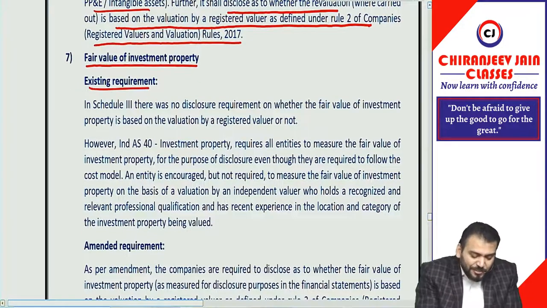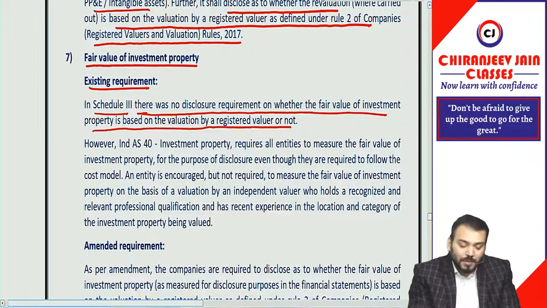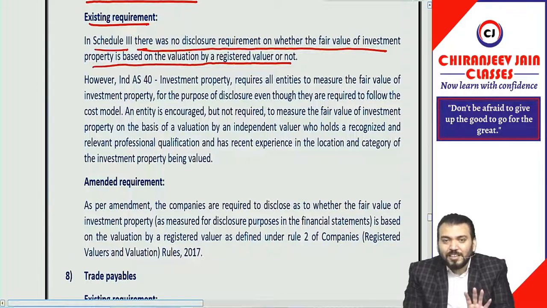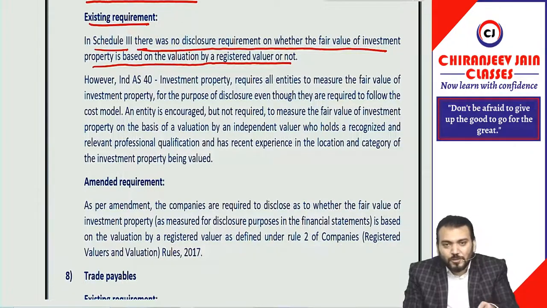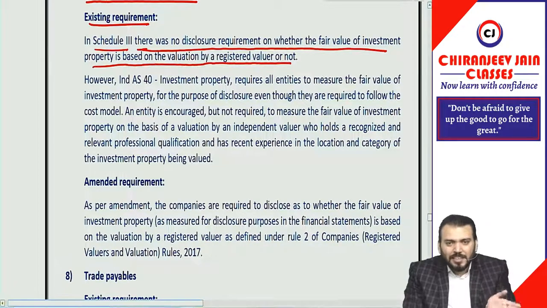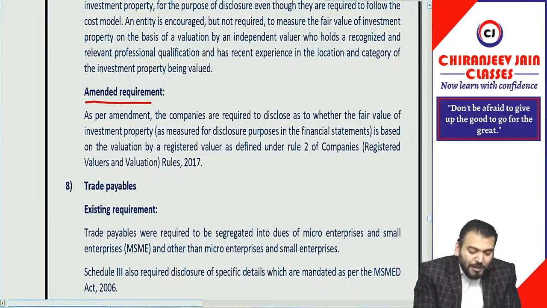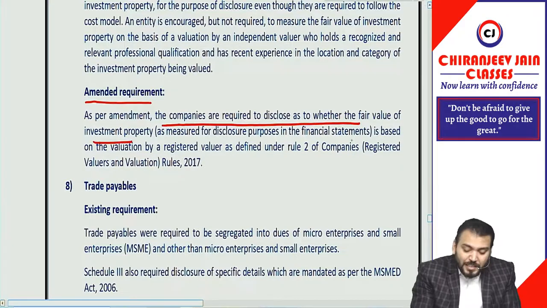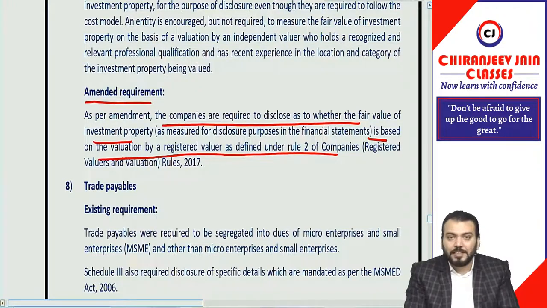So what they are saying: as per the existing requirement in Schedule 3, there was no disclosure requirement on whether the fair value of investment property is based on valuation by a registered valuer or not. However, Ind AS 40 requires that whenever we disclose the fair value of investment property, we also disclose whether it has been determined by a qualified independent valuer or not. Now, as per the amended requirement under Schedule 3, Division 2, companies are required to disclose whether the fair value of investment property is based on the valuation by a registered valuer as defined in Rule 2 of the Companies Rules 2017. Got it?